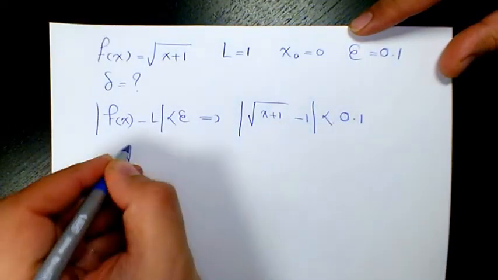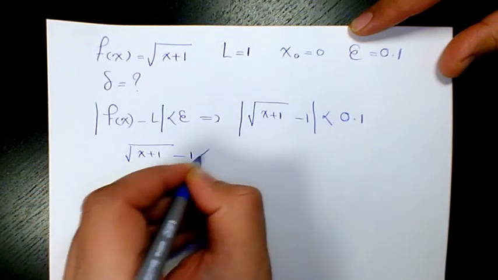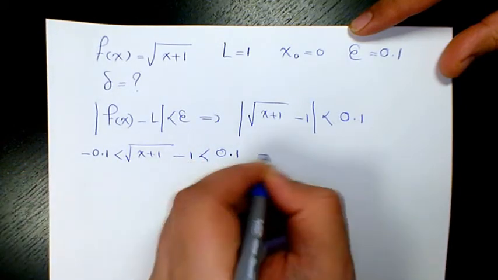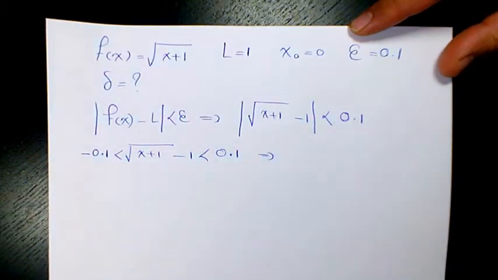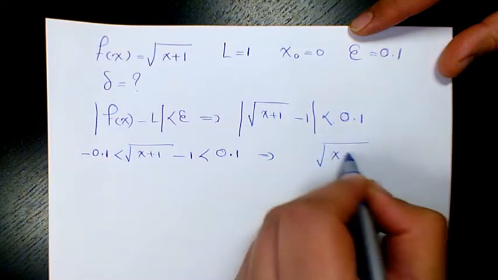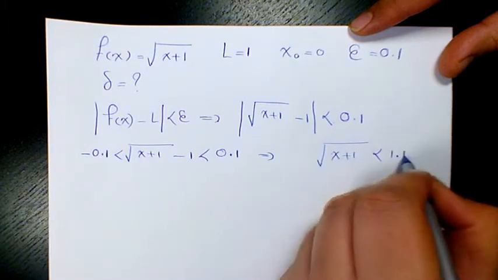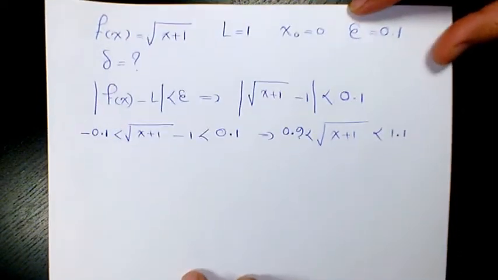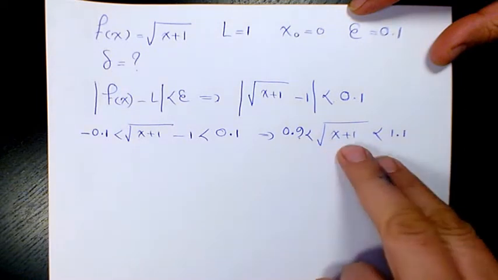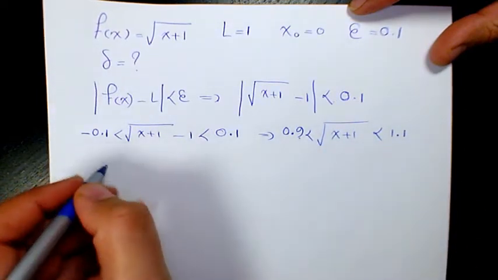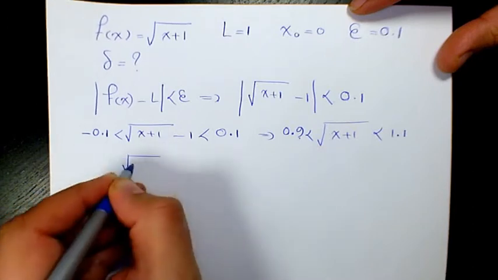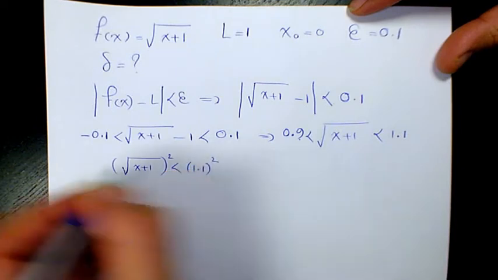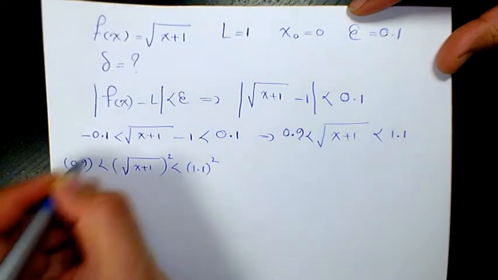which means that square root of x plus 1 minus 1 is less than 0.1 and greater than negative 0.1, and then we add 1 to each of them to isolate it. So it's going to be square root of x plus 1 less than 1.1 and greater than 0.9. Now the next step would be squaring each side, 1.1 to the power of 2, and 0.9 to the power of 2.